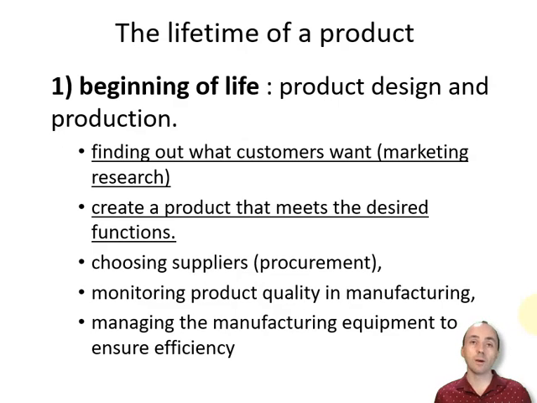So, for each product that we design, there is a lifetime of the product. The lifetime has three main phases. The first one is what we call the beginning of life. That means the product design and production. In the beginning of life, we want to find out what the customer wants. We want to create the product that meets the desired functions. We want to choose the suppliers. We want to monitor the product quality when we do the manufacturing. We want to manage how we do the manufacturing using the equipment to make it efficient.